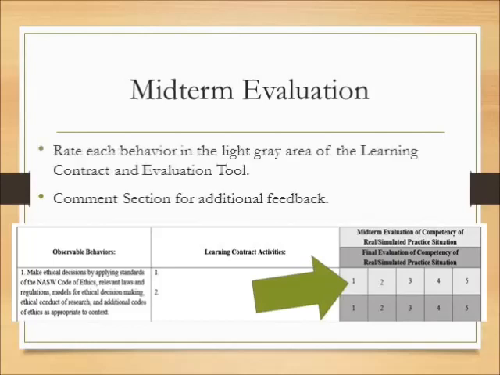Again, this is just a sample section of our learning contract. We're looking at the light gray shaded area towards the right, the midterm evaluation of competency of real or simulated practice situation. That's you out in the field. And again, you'll provide 1 through 5. Was the student able to, or did they excel in that area, 1 through 5 of a Likert scale, to measure their success and growth?